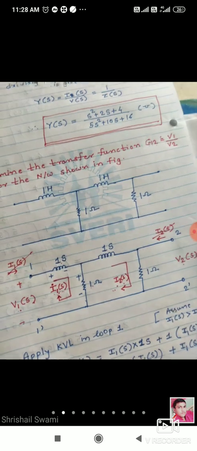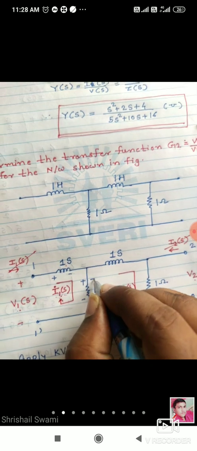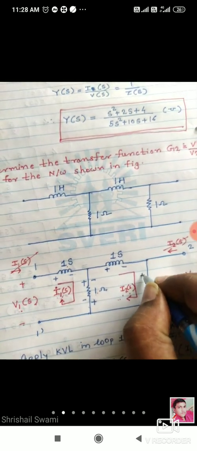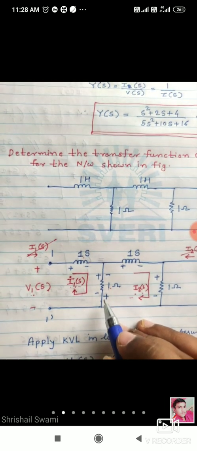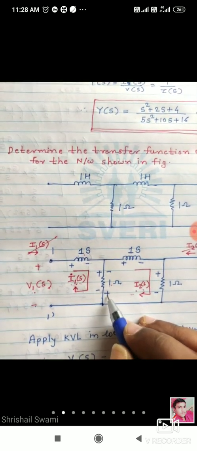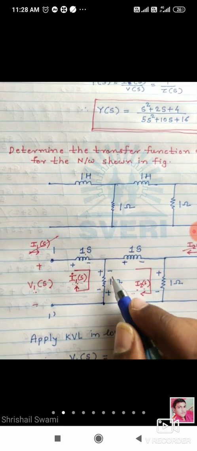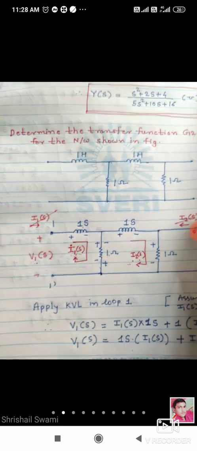Apply KVL in loop 2. So loop 2 मध्ये KVL apply केल्यानंतर काय होईल बघा. Mark the polarity, then this is plus minus, this is plus minus, this is plus minus. आता इकडनं तर I3 वगैरे काय नाही आहे. नाव इथून जर स्टार्ट केलात तर -1 into I2 upon I2 minus I1 येणार. -1 into I2 of s minus I1 of s.